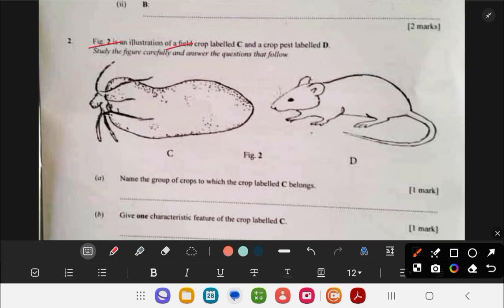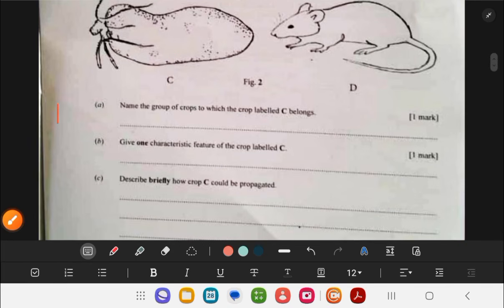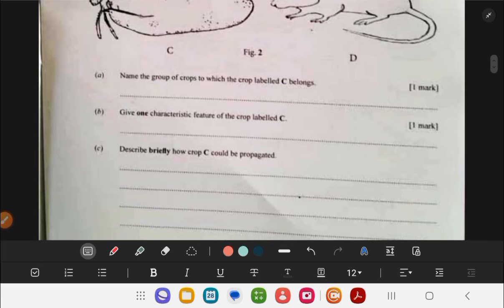Figure 2 is an illustration of a field crop labeled C and a crop pest labeled D. Study the figure carefully and answer the questions that follow. So C here is a stem tuber. B says name one characteristic feature of the crop labeled C. They have a rough scaly skin. They are not very bright in color.